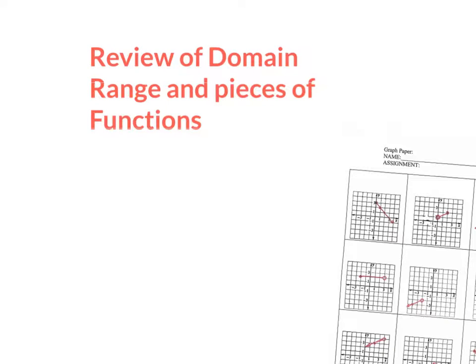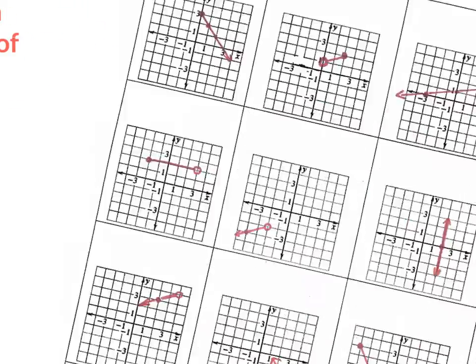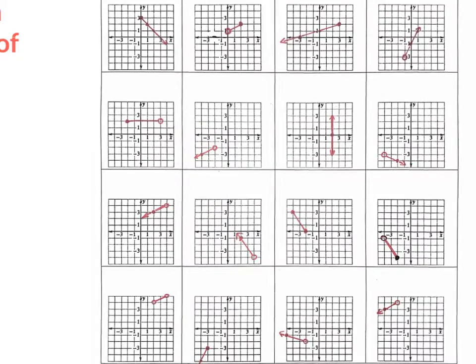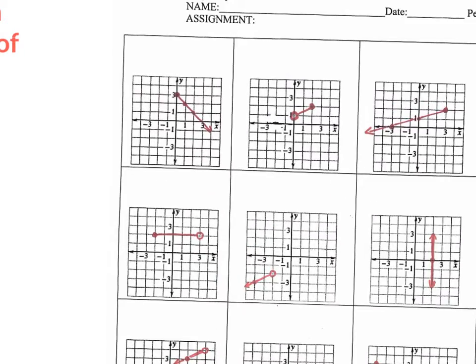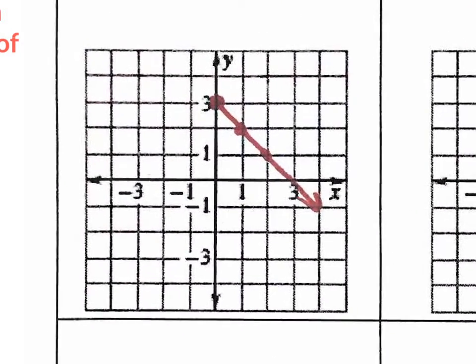Because you guys are a little bit more challenged with piecewise functions and with domain and range, I want to just do a small video going over certain examples. So I just have a paper full of graphs, but notice that they're not really piecewise functions. They're just a piece of a certain function.